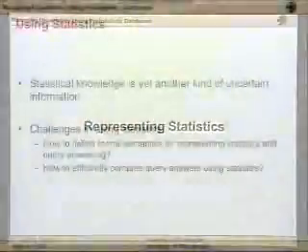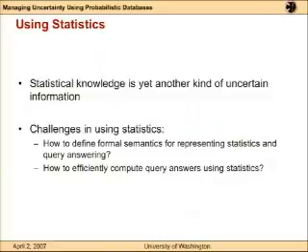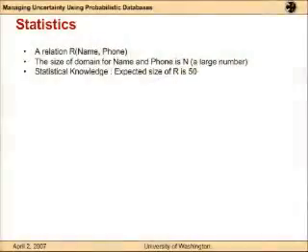Yes. So let me move on to statistics. I showed you the other application where you want to use statistics to find the probabilities of certain queries. Statistical knowledge is just another kind of uncertain knowledge. And here the challenge is, how do you even define the semantics of queries, and then how do you answer queries efficiently using statistics?